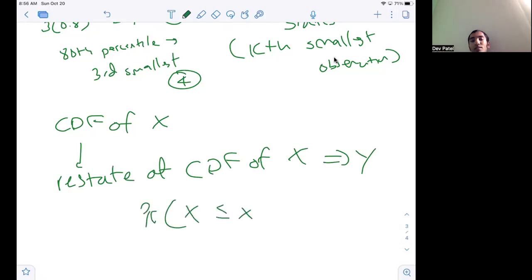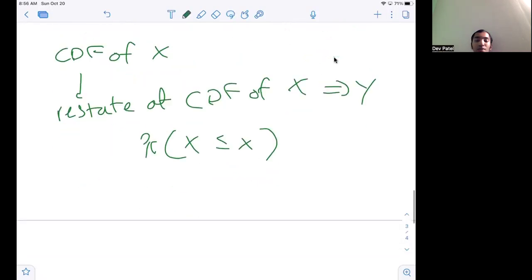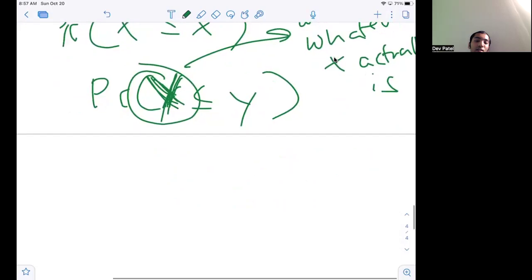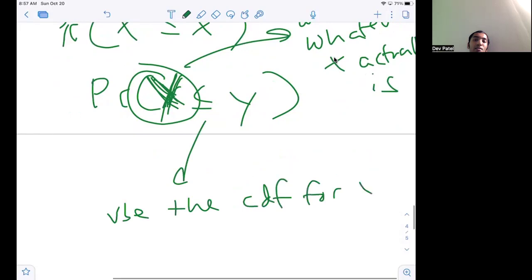If we put this in terms of y, so if we know that this is the CDF of y that we're trying to find, right? What we can do is replace y with x, and then we can use the CDF for x to solve.